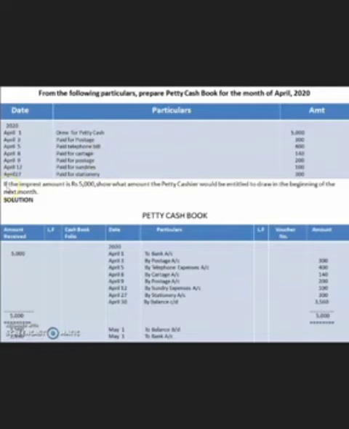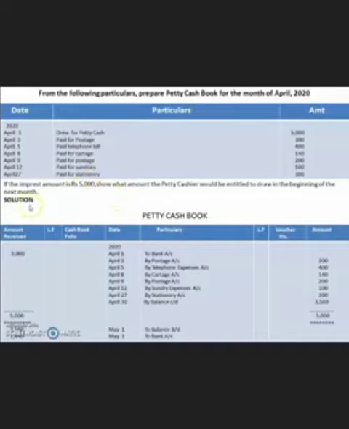Some additional information is also given. If the imprest amount is rupees 5,000, imprest amount means the amount which is given by the head cashier to the petty cashier, show what amount the petty cashier would be entitled to draw in the beginning of the next month. So this is a fixed amount which the head cashier will pay in the beginning of every month to the petty cashier, so that these petty expenses can be settled.